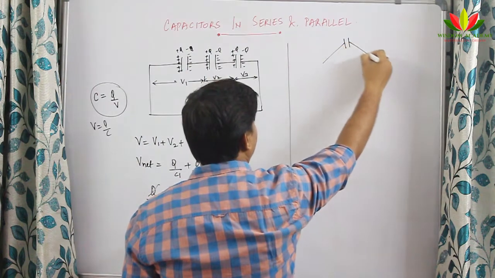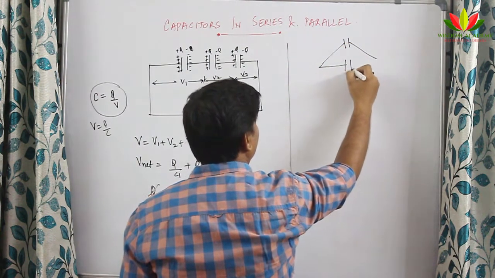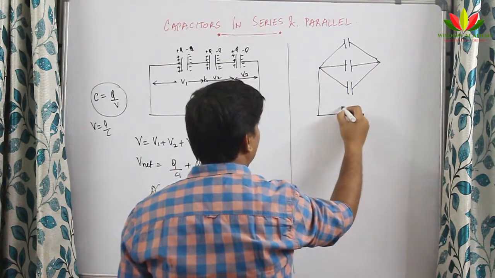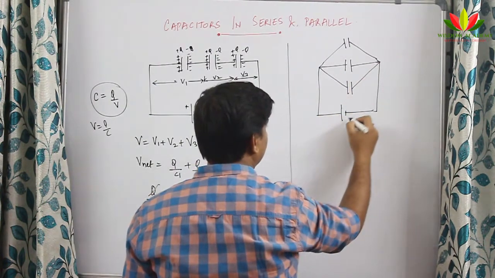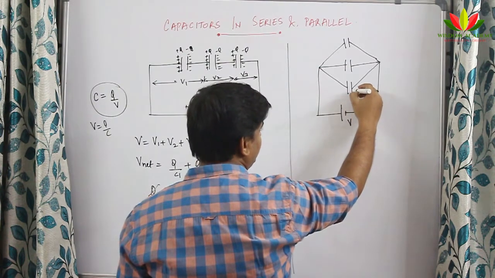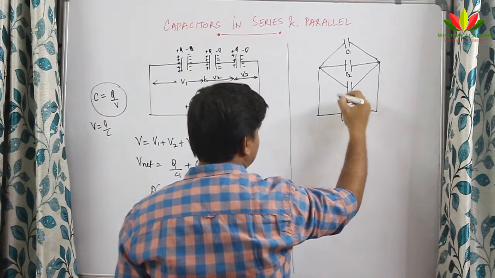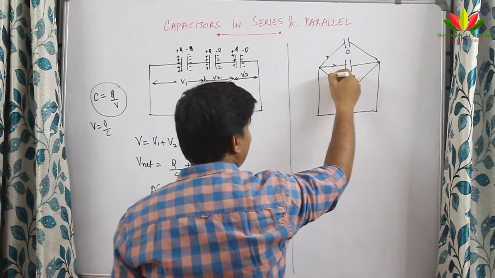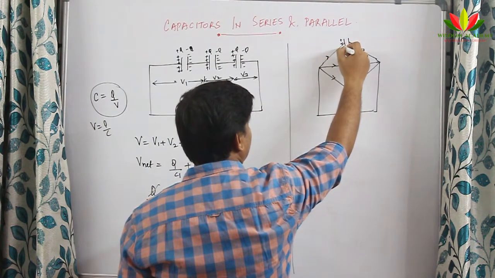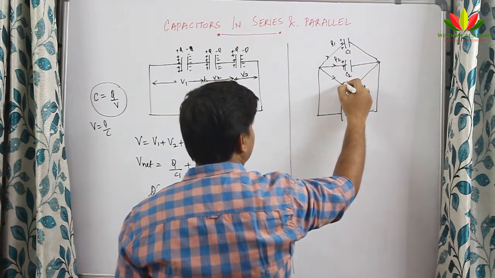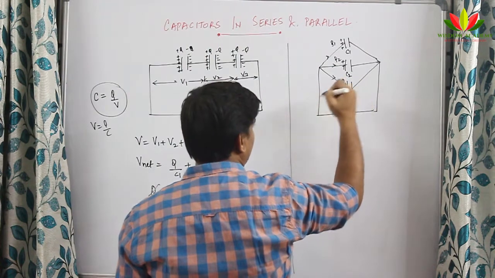So let this be having, and the complete thing is connected to a source of potential difference V, and let this be C1, let this be C2, let this be C3. So charge will also get divided here. Let Q1 go here, let Q2 go here and let Q3 go here.